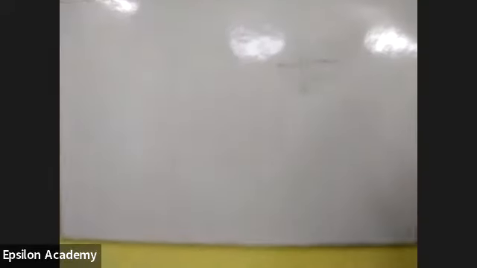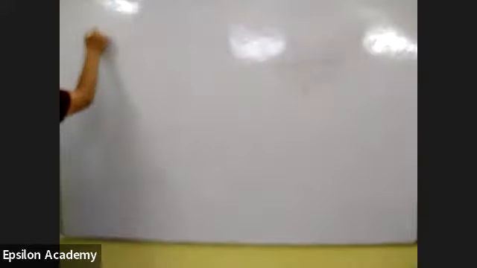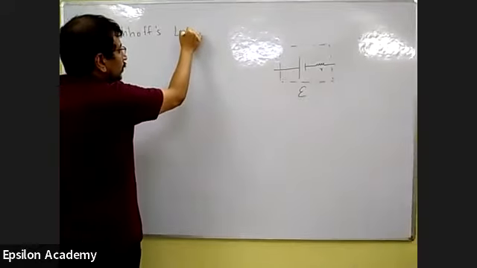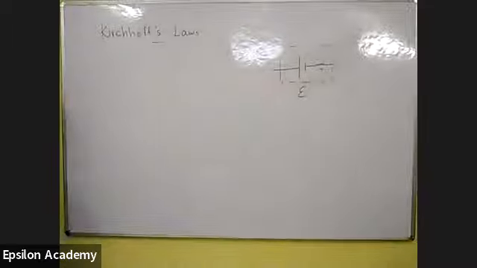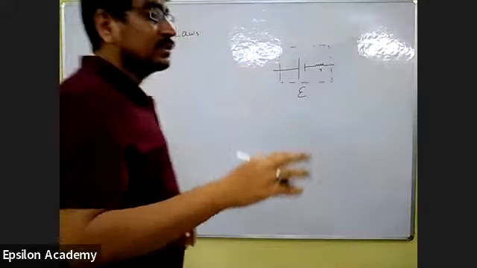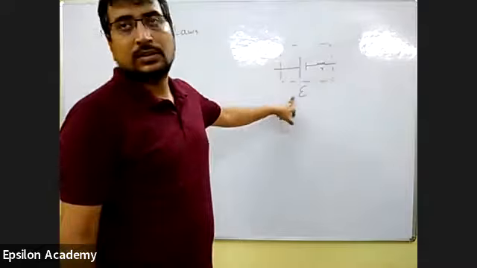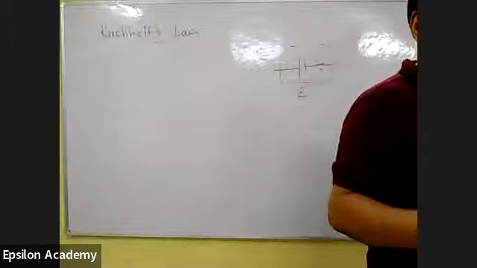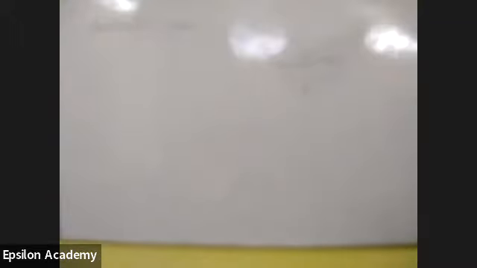Write the next heading as Kirchhoff's laws. The next topic we are going to discuss is Kirchhoff's laws. EMF is different from internal resistance. EMF is the potential difference across the circuit. r is the resistance offered by the electrolyte. Generally, any cell by default will have some internal resistance. If it does not have any internal resistance, it is called an ideal cell, which will never exist. I'll come to the term terminal voltage.